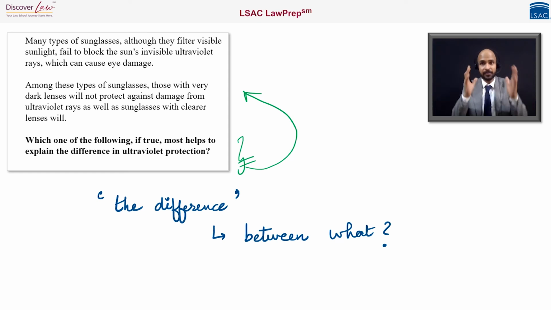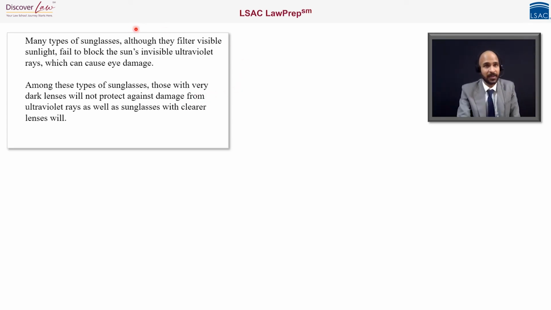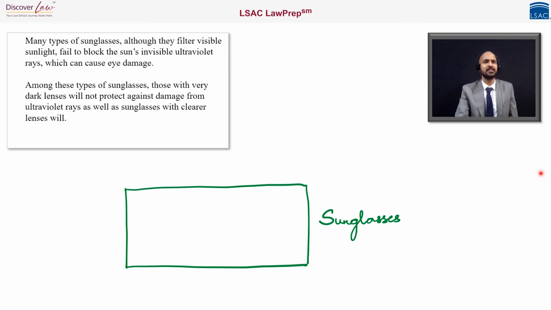This streamlines your thought and allows you to stay focused and actively engage with the text. Let's do this now. If you've not yet paused the video and had a look at this text, do that right now. Okay, let's go for it. It says, many types of sunglasses, although they filter visible sunlight, fail to block the sun's invisible ultraviolet rays, which can cause eye damage. Okay, so let's say you have the sunglasses.